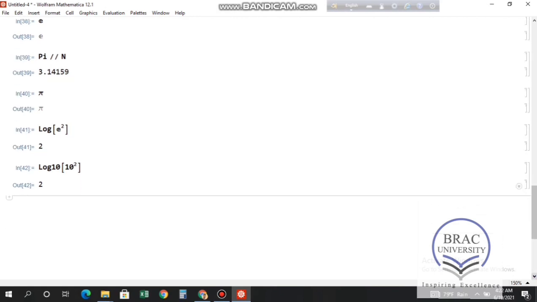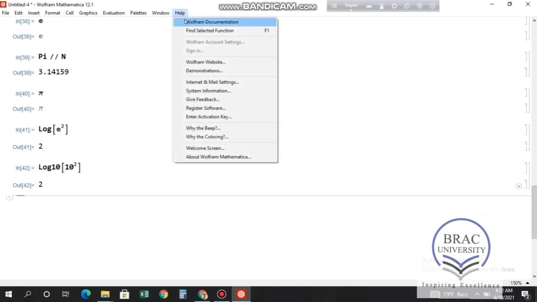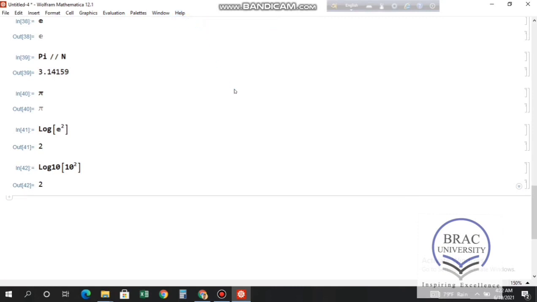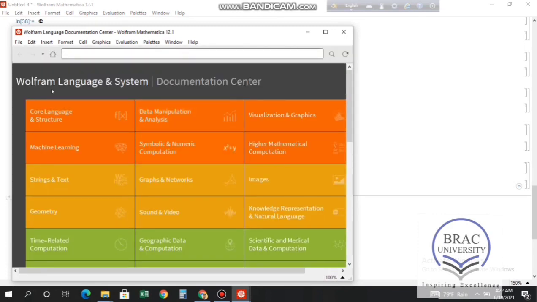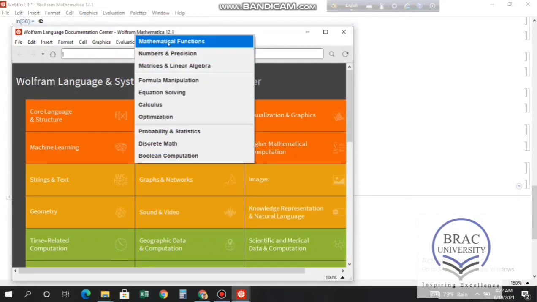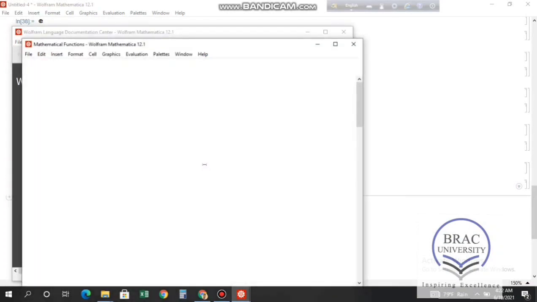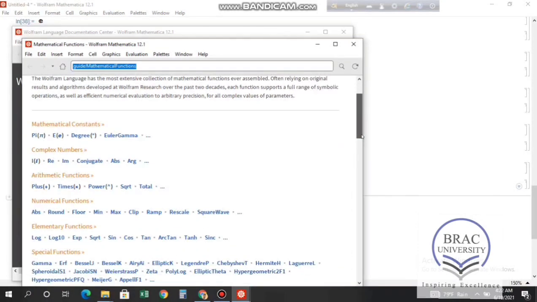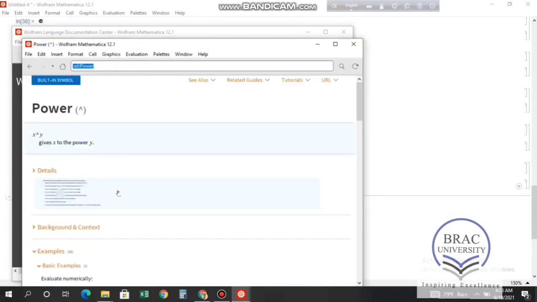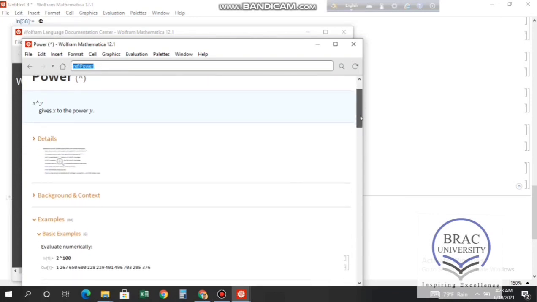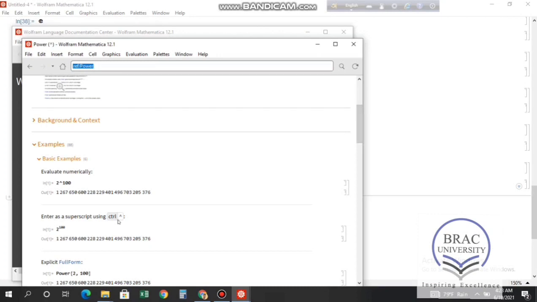You can learn more built-in functions from the Wolfram documentation. There you can find details of the functions and symbols used in Mathematica. So if you go to Help and from there go to Wolfram Documentation, you can see a lot of topics here. So for now, go to Symbolic and Numeric Computation. Then go to Mathematical Functions. You can see a lot of functions here. For now, just choose Power. From here, you can see how you can write power in Mathematica. You have to write Control plus the power sign, and also you'll get some examples from here too.